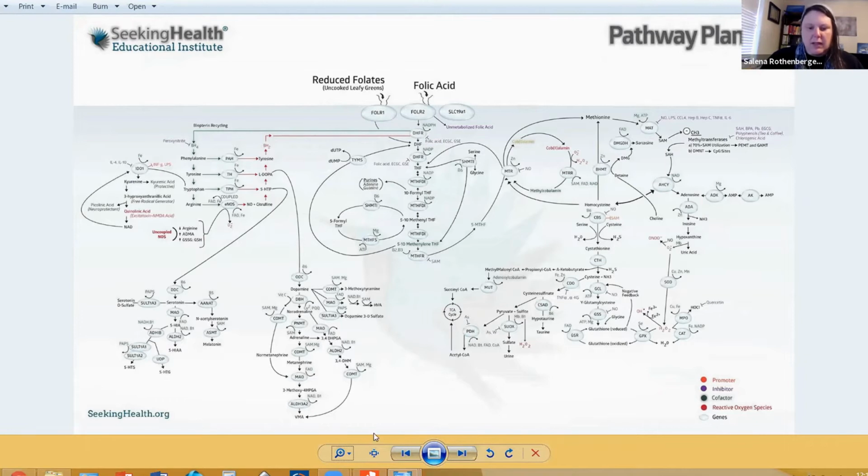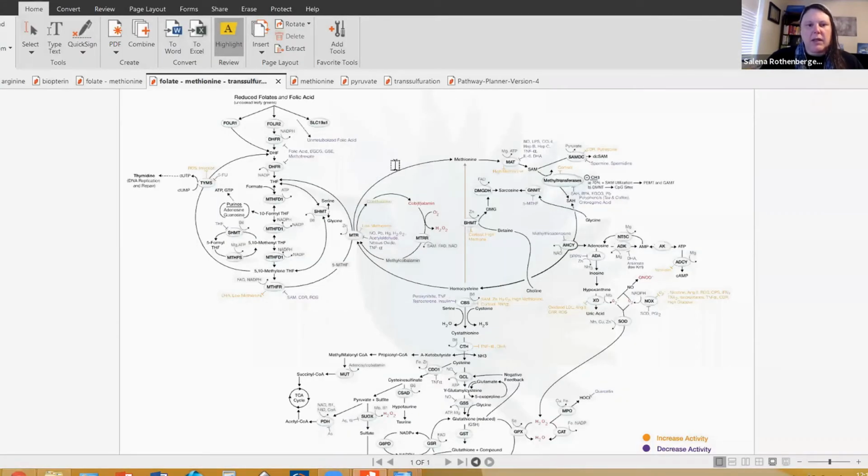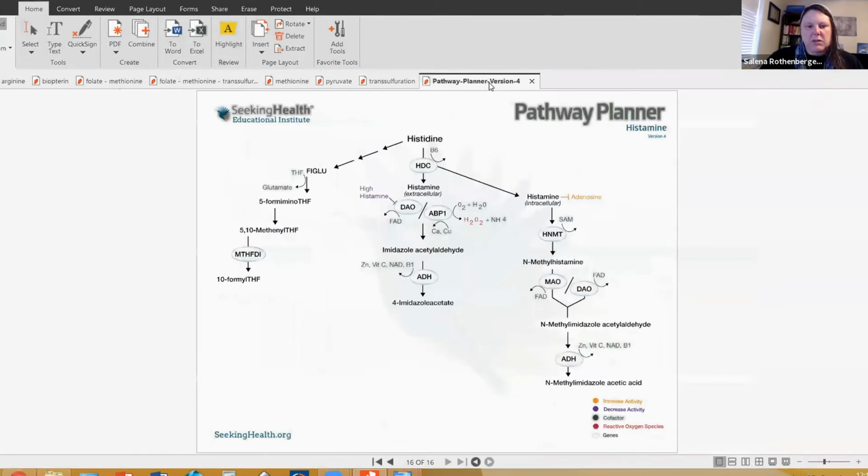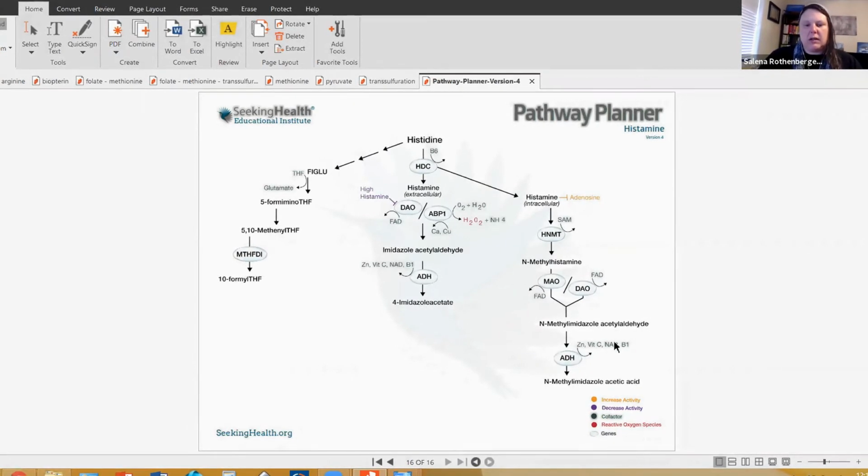And I also want to show the NAD here on the histamine pathway, I believe it shows up as well right here. If we go down through the extracellular and the intracellular, both need NAD as a cofactor, at the ADH gene. So we need zinc, vitamin C, NAD, and B1. And you see zinc throughout many processes. Zinc is another cofactor I talk a lot about.